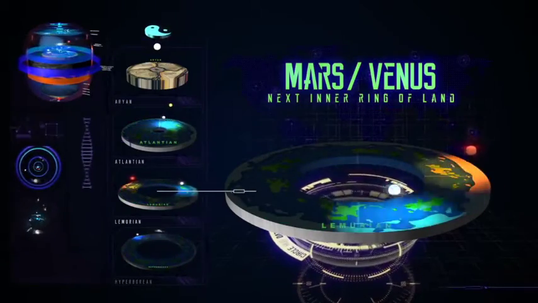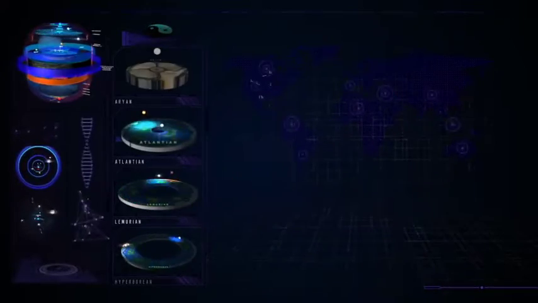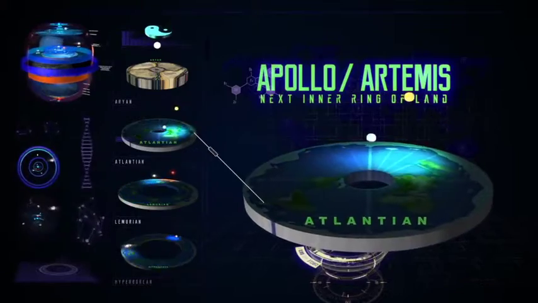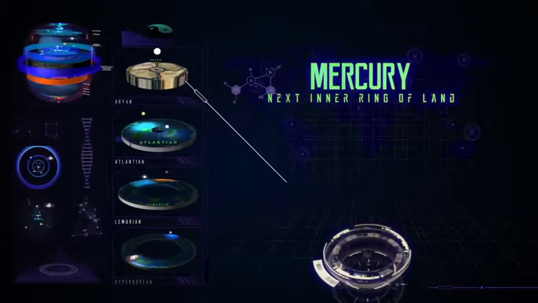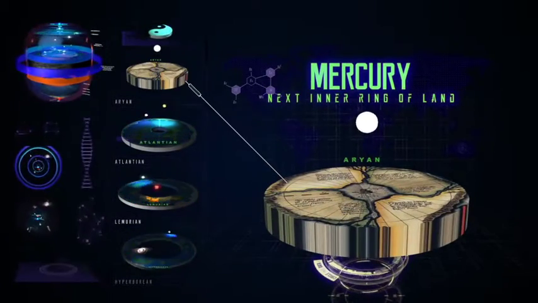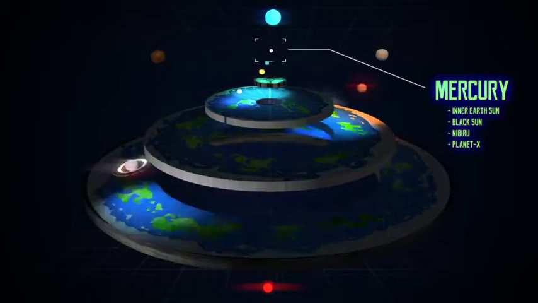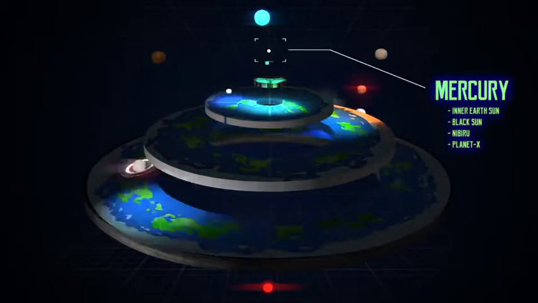This Mars and Venus domain would be the main realm beyond our southern Antarctic boundary and the Aurora Australis electromagnetic field. Then, of course, we have our own solar sun, Apollo, and lunar moon, Artemis, in this domain. And last but not least, Mercury within the inner central realm beyond our northern Arctic boundary and Aurora Borealis electromagnetic field. This inner star, Mercury, is androgynous, both a solar sun and lunar moon in one. It's sometimes referred to as the inner Earth Sun or Black Sun or Planet Nibiru or Planet X.